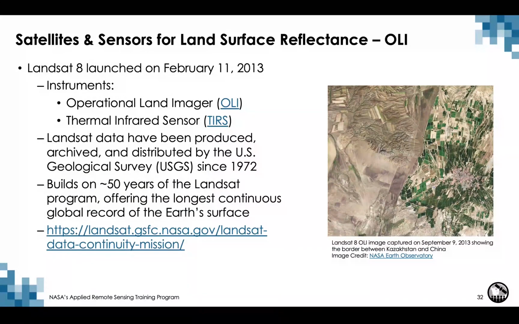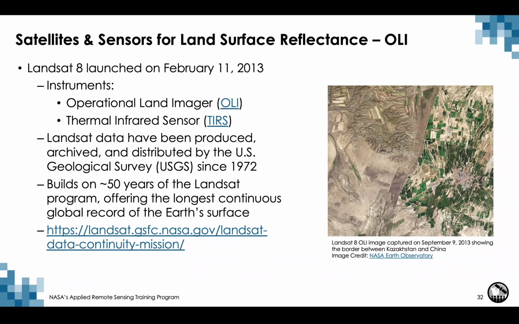Another important resource for land surface reflectance is the Landsat Data Continuity Mission, or Landsat 8. Landsat satellites, as we mentioned before, have been operating continuously since 1972, when the first Landsat satellite was launched. In February 2013, NASA successfully launched the most recent Landsat satellite, Landsat 8. And in May 2013, operational control was given to the U.S. Geological Survey, or USGS.